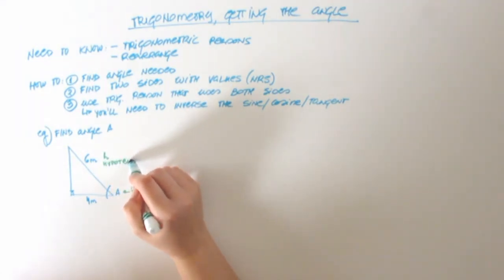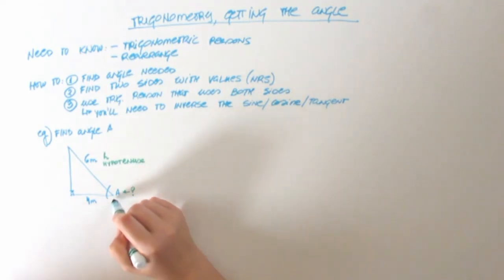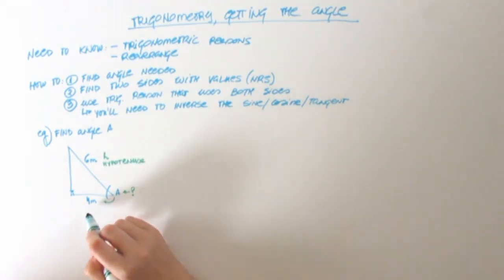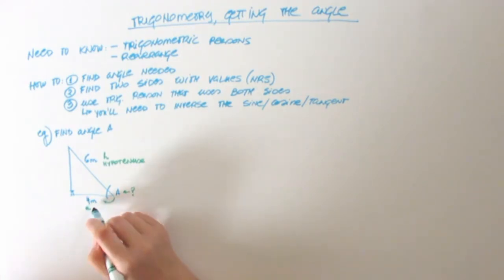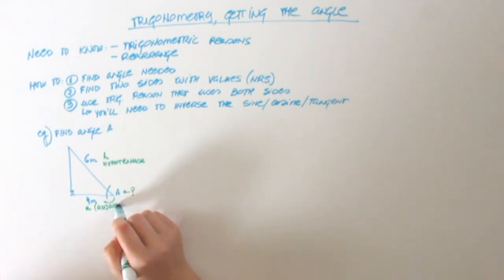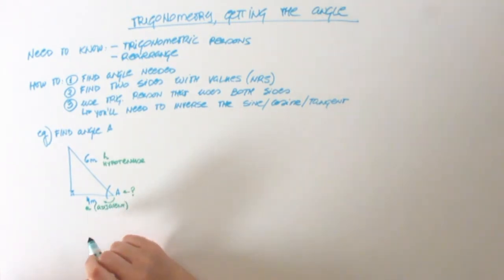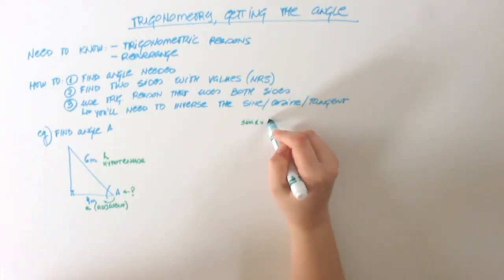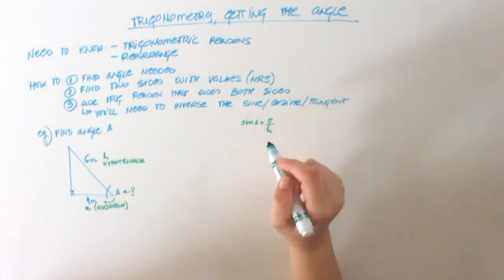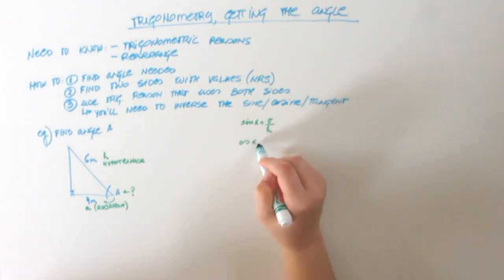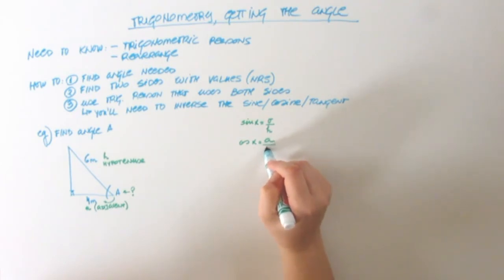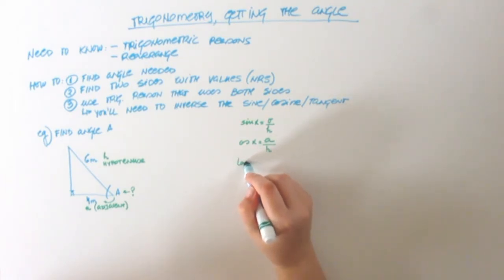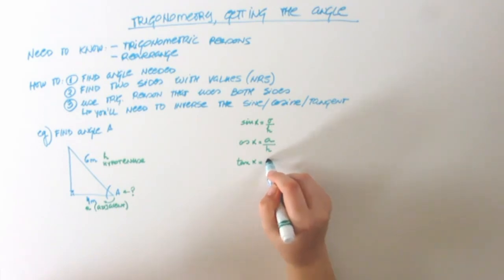This one is the hypotenuse of the triangle, the side that does not touch the 90, and from this angle here, this is the adjacent, the side that touches the angle. Then I need to think about the trigonometric ratios. Sine of x is opposite over hypotenuse, cosine of x is adjacent over hypotenuse, and tangent of x is opposite over adjacent.